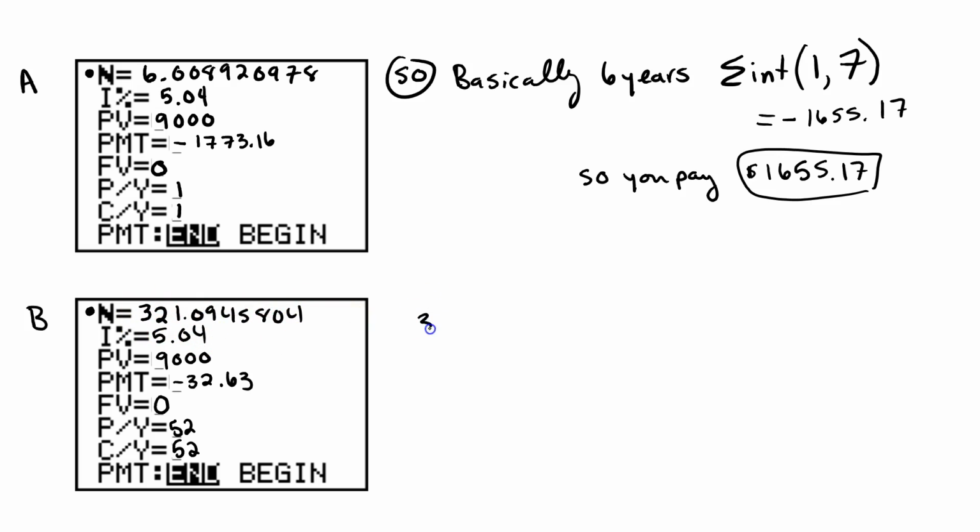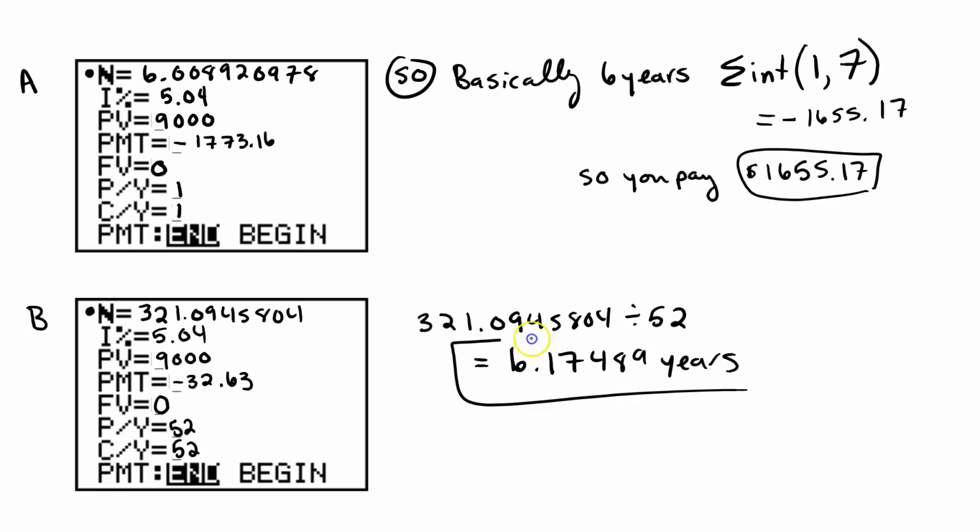When I take 321.09458804 and divide that by 52, that tells us how many years. So that's going to be 6.17489 years. So it does take a little bit longer than option A. However, let's figure out how much interest. So I'm going to say sum int, 1 comma 322.